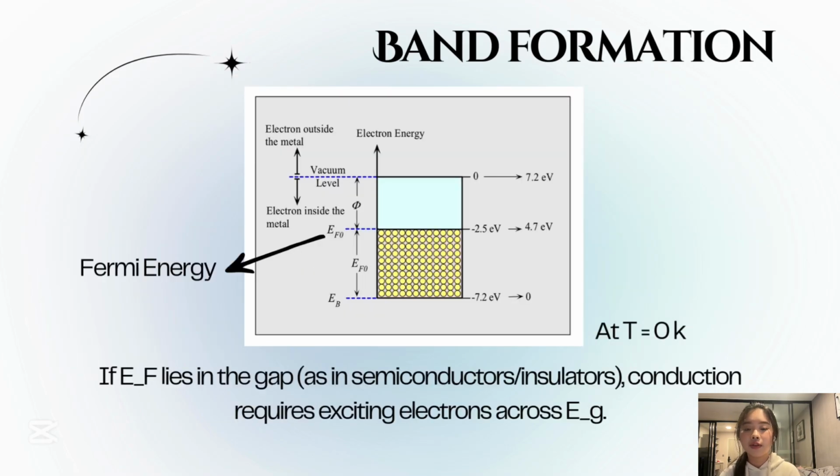If the Fermi level Ef lies inside a band as in metals, there are available empty states arbitrarily close to the electrons. Electrons accelerate under a field and conduction is high. If Ef lies in the gap, as in semiconductors or insulators, conduction requires exciting electrons across Eg. At 0 Kelvin, the probability of finding an electron at some energy E less than the Fermi energy is 1, and the probability of finding an electron at some energy E more than the Fermi energy is 0.